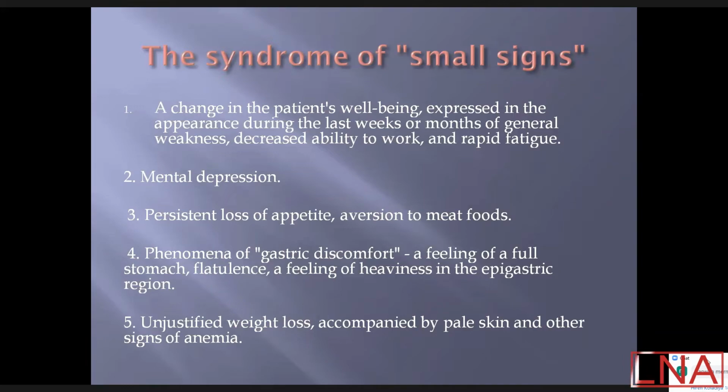It is described in Russia as Savitsky's symptoms. What do the small signs mean? First, a change in the patient's well-being, expressed by the appearance, during the last weeks or months, of general weakness, decreased ability to work and rapid fatigue. Mental depression, persistent loss of appetite, aversion to meat food, phenomena of gastric discomfort, a feeling of a full stomach, fullness or a feeling of heaviness in the epigastric region. Weight loss accompanied by pale skin and other signs of anemia.